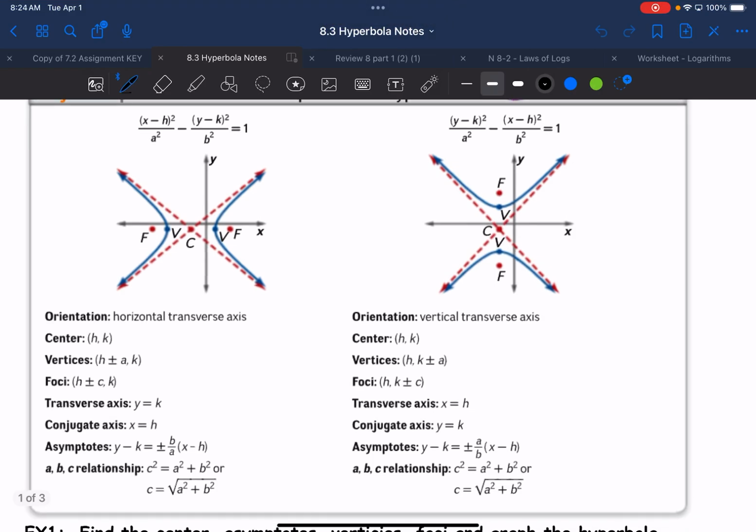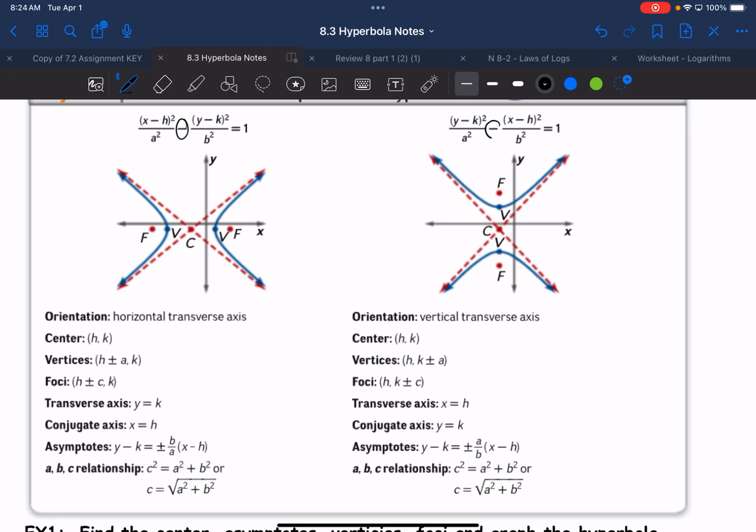Hyperbolas shown here. If you notice, they're very similar to our ellipses. The only difference is that there is subtraction in between instead of addition, right? Okay, so here we've got (x minus h) quantity squared over a squared minus (y minus k) quantity squared over b squared equals 1. And we can tell that our major axis is the horizontal, right? Because the a squared was under the x.